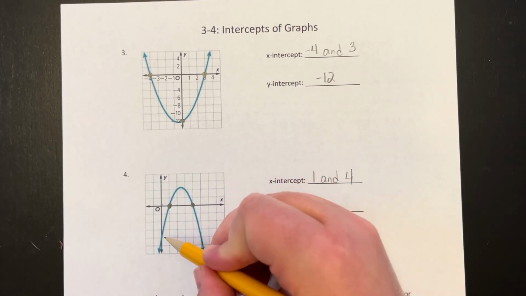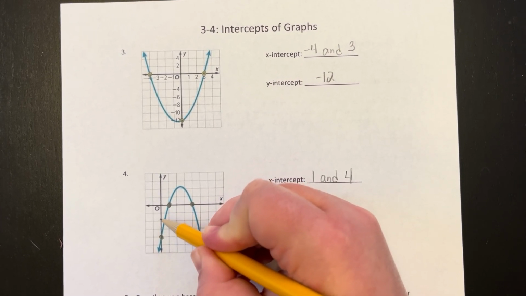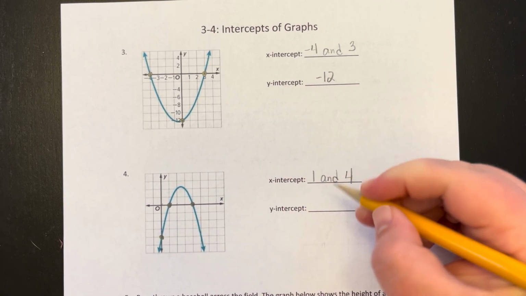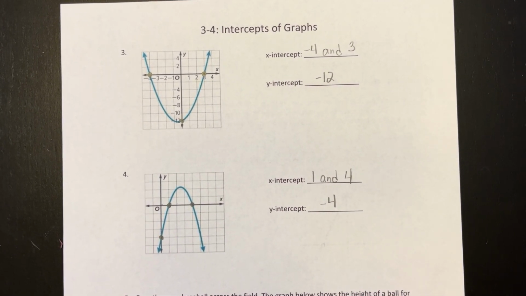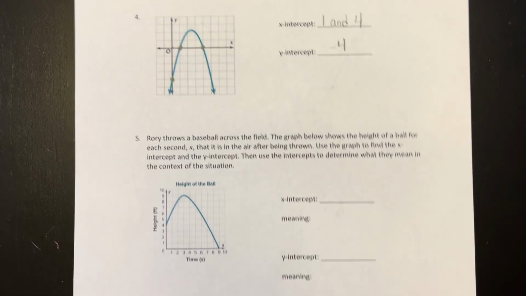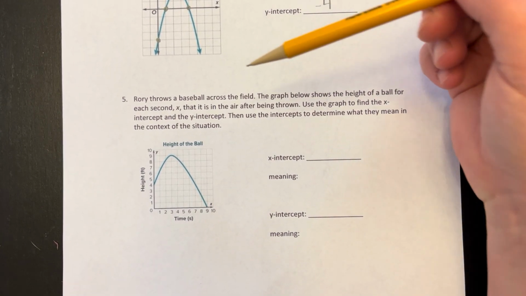Then we have the y-intercept, which is down here. So that's -1, -2, -3, -4. So the y-intercept is at -4. So that's how you find x and y-intercepts from a graph. Let's take that same idea and apply it to a real-world scenario. So we have this problem here.